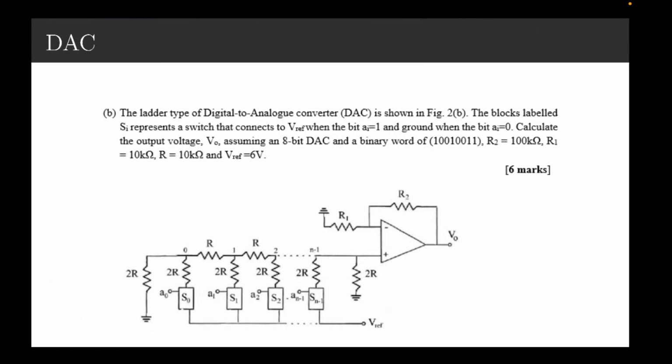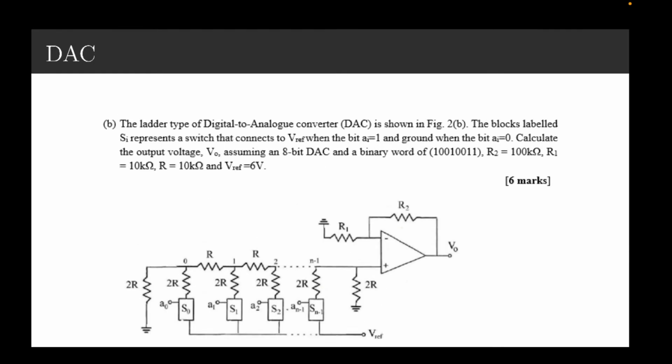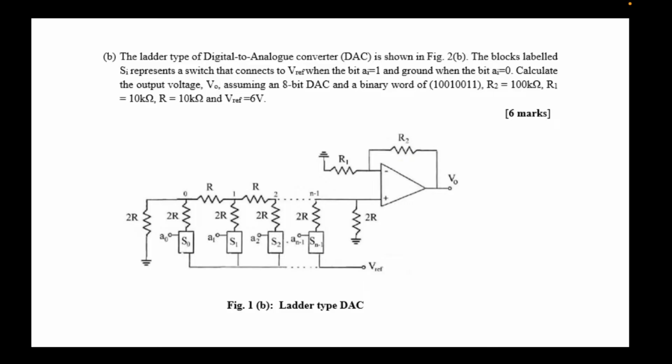And we have a very common DAC question from the past papers. You'll probably find this one in just about every single past paper. So, let's go ahead and think of this one. We have a ladder type DAC, as shown in this figure. Blocks are labeled Si to represent switches along different areas. And we want to determine what Vout is given a certain switch position, which is given by a binary word, and certain resistor values and a reference voltage.